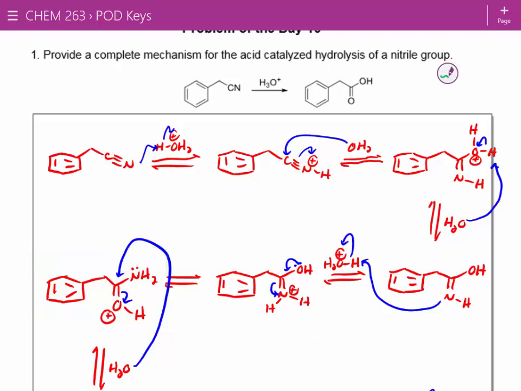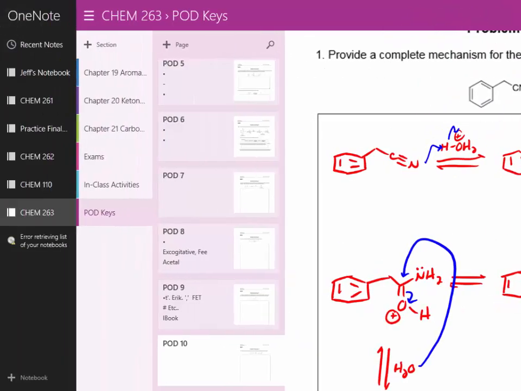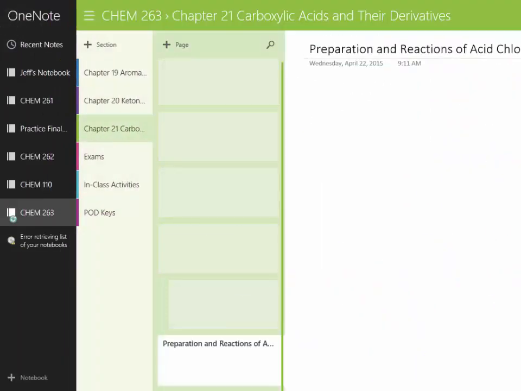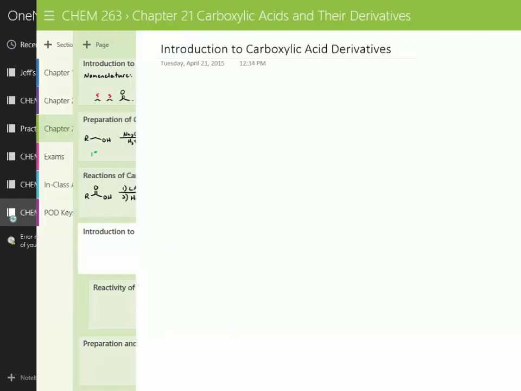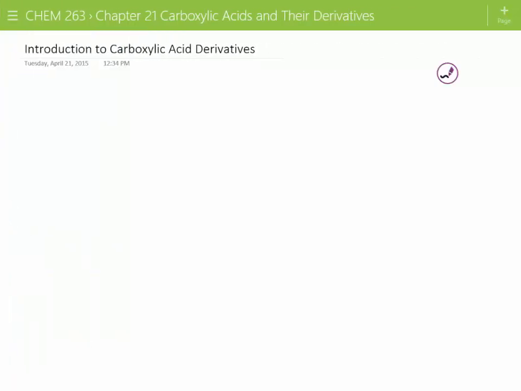All right, so let's continue on. In chapter 21, where we were finishing up yesterday talking about carboxylic acids, today we're going to move on to carboxylic acid derivatives.